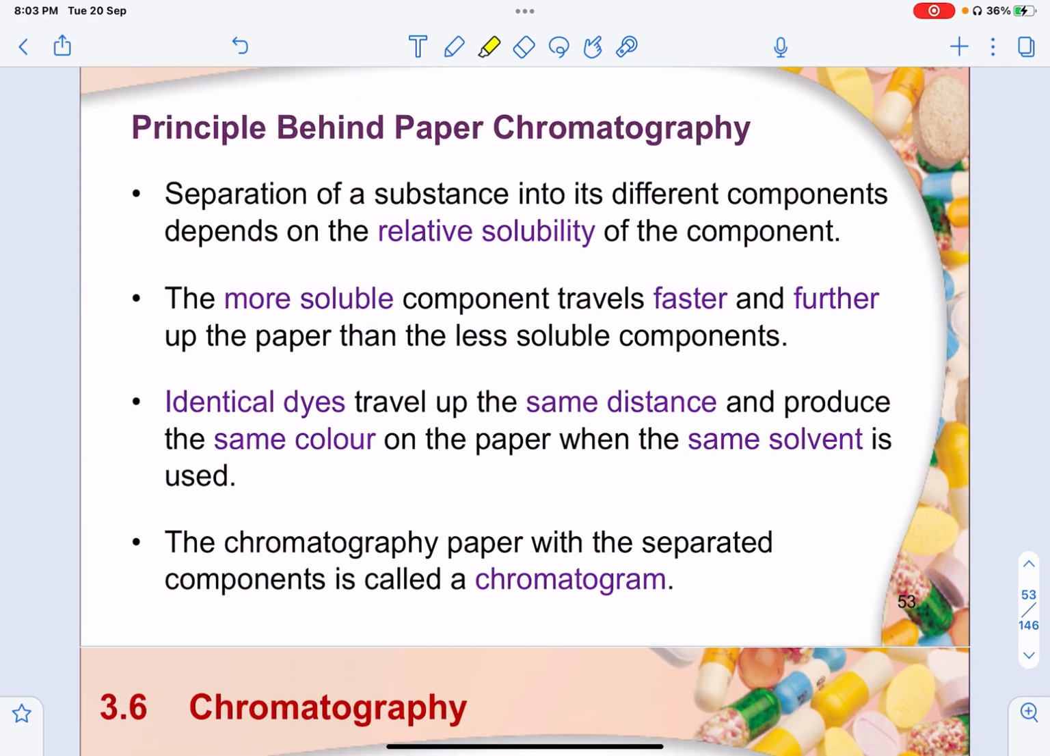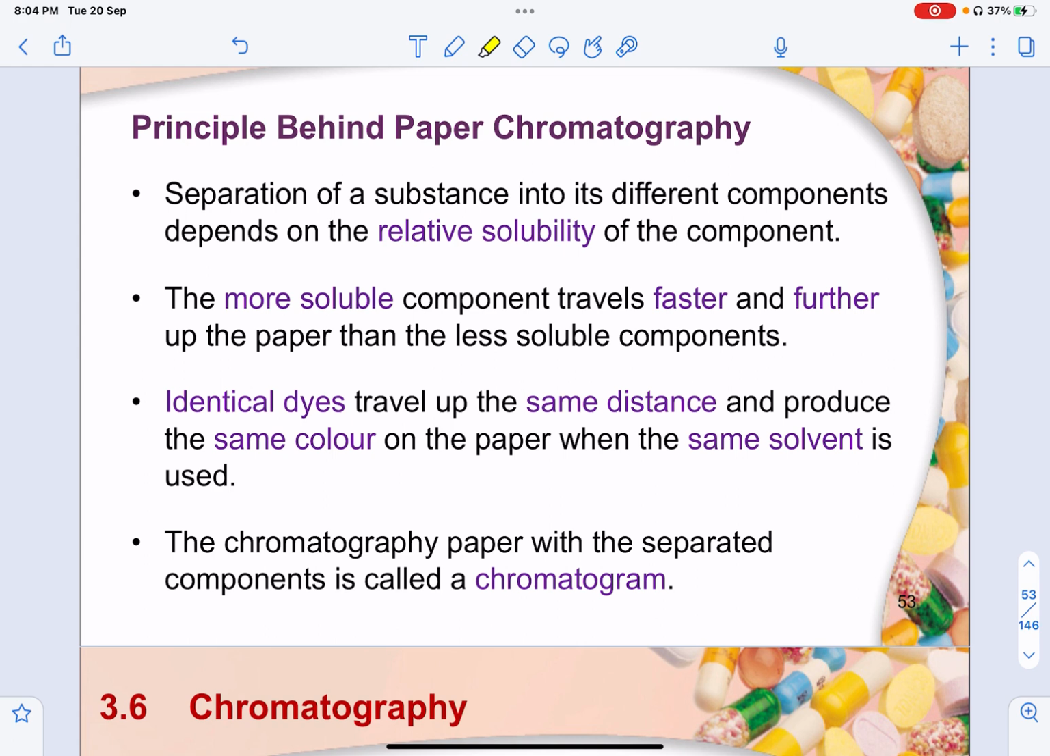So one key thing of how it usually works is because of the relative solubility of the components. When we mean components, it means things that mix the ink. So the more soluble component will be able to travel faster and further up the paper than the less soluble component. This comes from the point that identical dyes will travel up only the same distance, producing the same color. So that's how we identify.